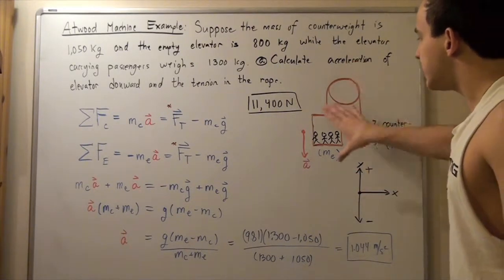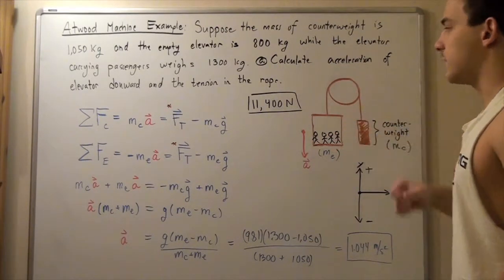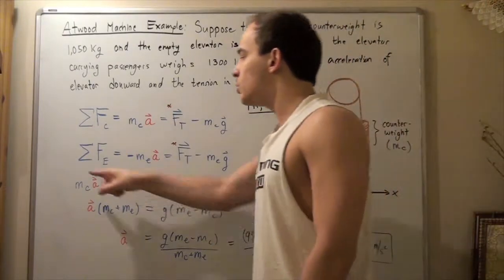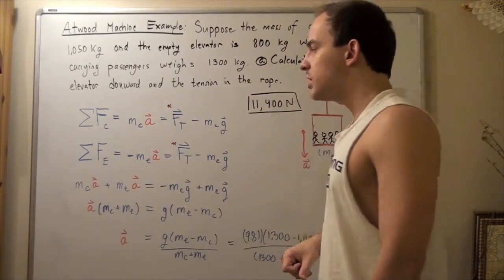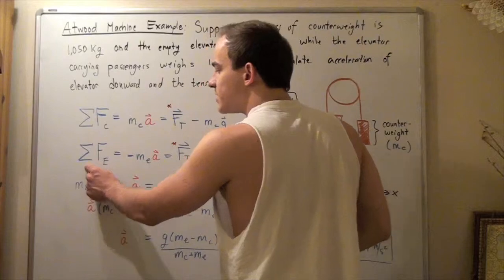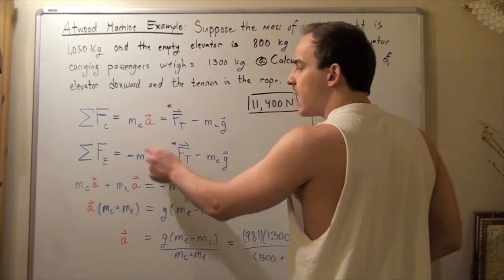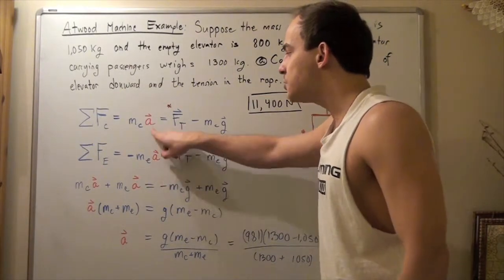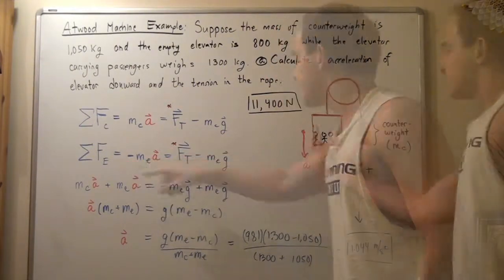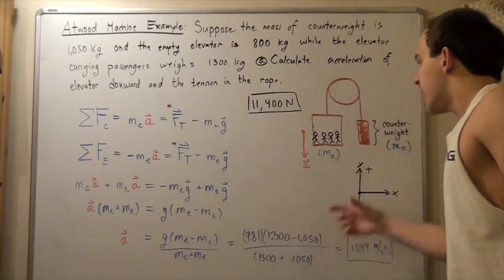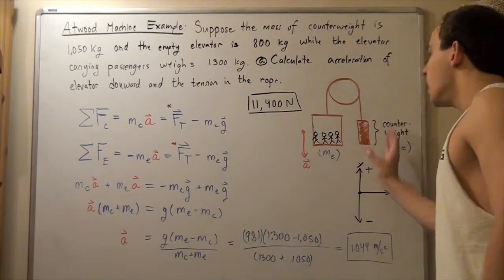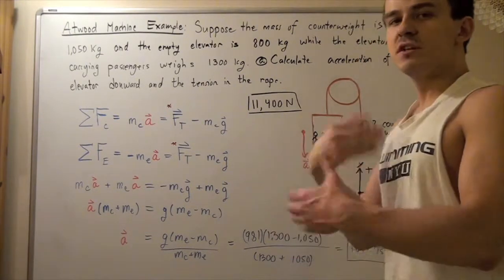Now let's find all the net forces acting on our elevator. Once again, we use the second law of motion, and we see that the net force on the elevator equals negative mass of the elevator times the same acceleration, just going downward. Because this elevator is traveling downward and this counterweight is traveling upward with the same magnitude, just different directions.